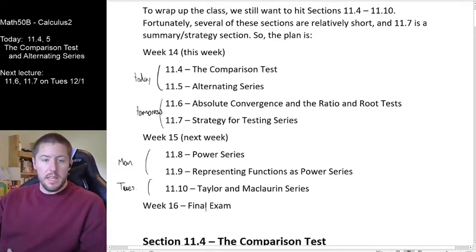And then that just brings us to final exam week. That's week 16, right? So we still have two more regular weeks of content, followed by final exam week. Again, we're going to hit two sections today and two sections tomorrow. All of them are relatively short.